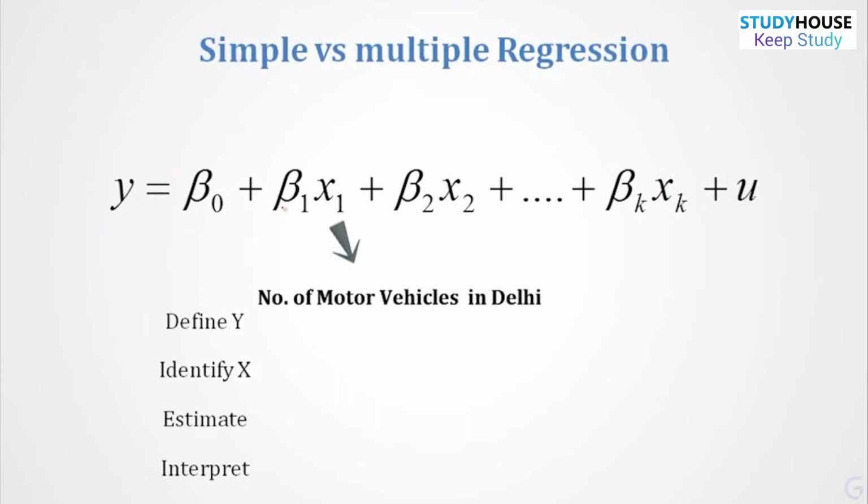What is x2? It could be multiple other variables, multiple other factors. For example, x2 could be the number of traffic police on duty next year. x3, x4 could be similarly other variables. So how do we define y? We define y as the number of fatal accidents. How do we identify x? We know one of them is the number of cars or motor vehicles on the street. x2 and x3 are the other variables, like the number of traffic police on duty, and so on and so forth.